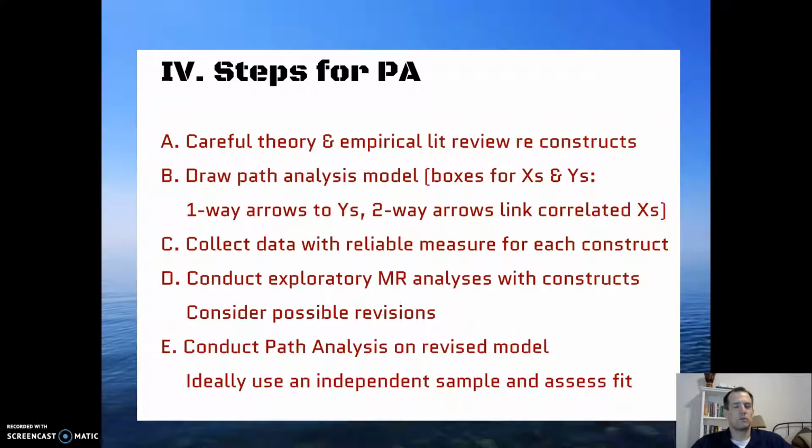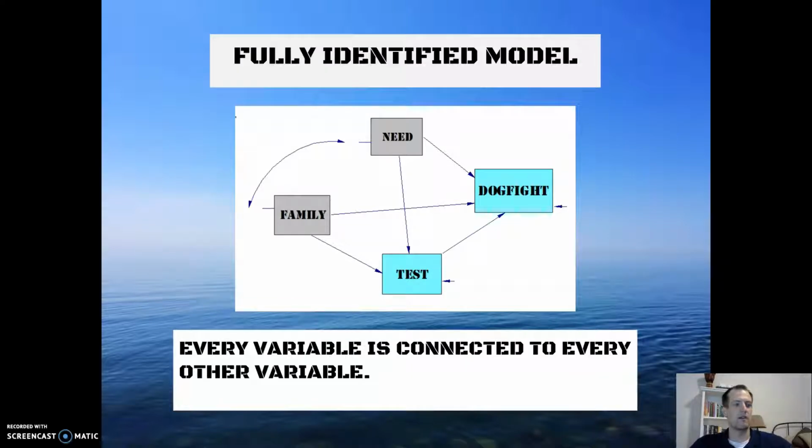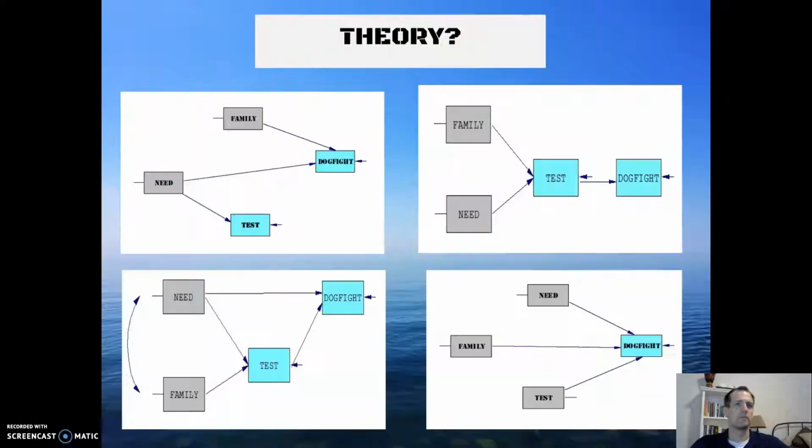But there are two types of changes. There are the bigger ones, the macro changes, and then there are micro changes that are smaller. We're talking about the big ones this time. So here are our four variables that we talked about last time. And this, again, like we already talked about, is the fully identified model with all those paths, where every variable is connected to every other variable.